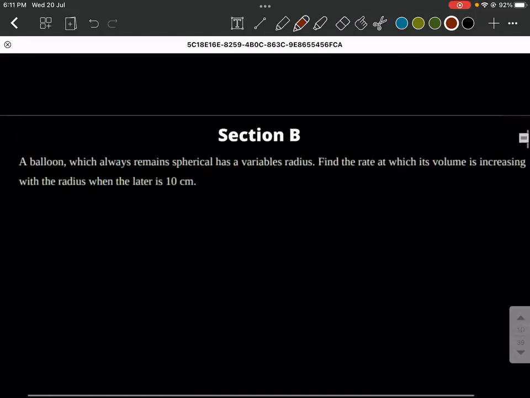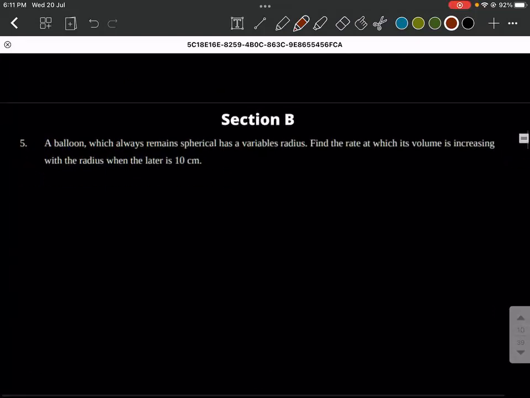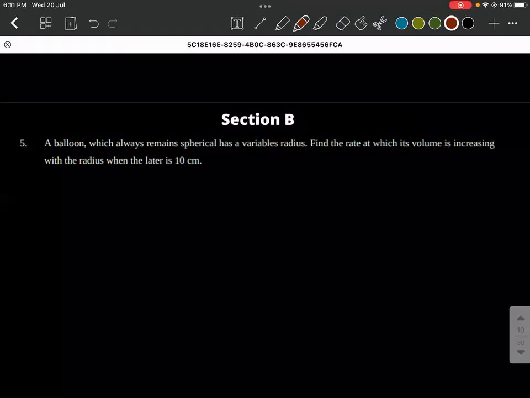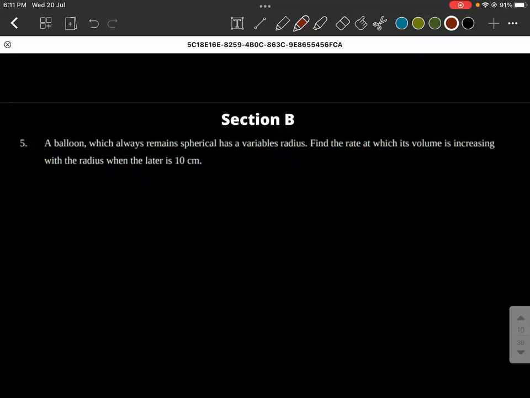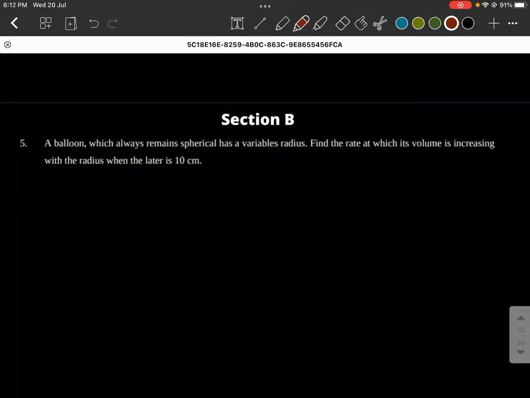So this one. There is a balloon which increases, which always remains spherical, and has a variable radius. Find the rate at which its volume is increasing with its radius when the radius is 10 centimeter.